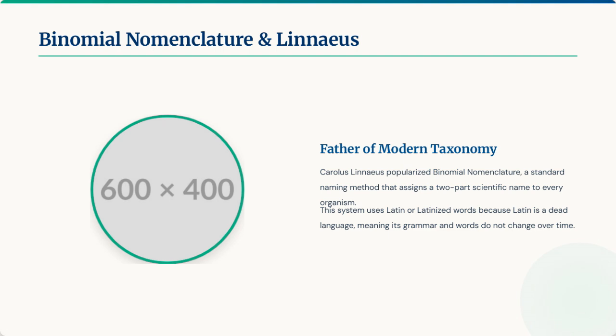This means its grammar and vocabulary remain stable over time, ensuring the names don't change or lose meaning. This consistent naming method has been fundamental in organizing and classifying the vast diversity of life. Linnaeus's contribution through binomial nomenclature remains a cornerstone of biological science today.